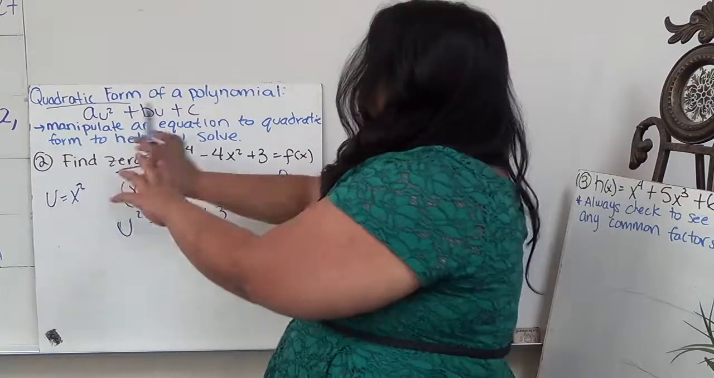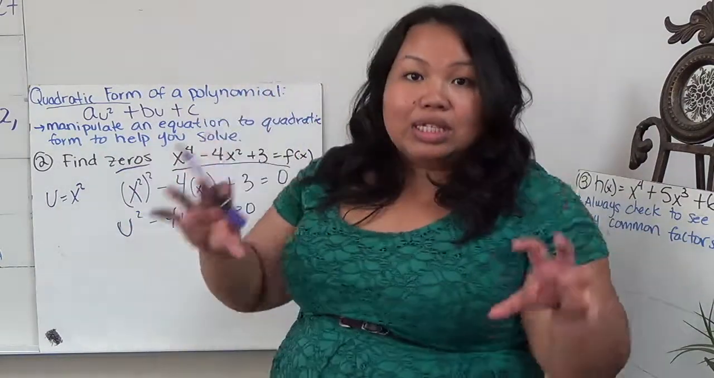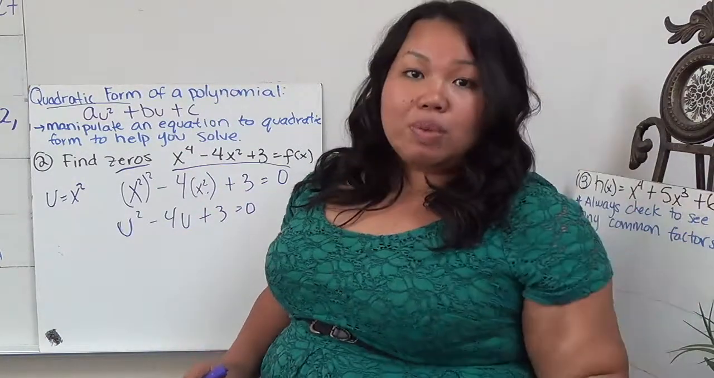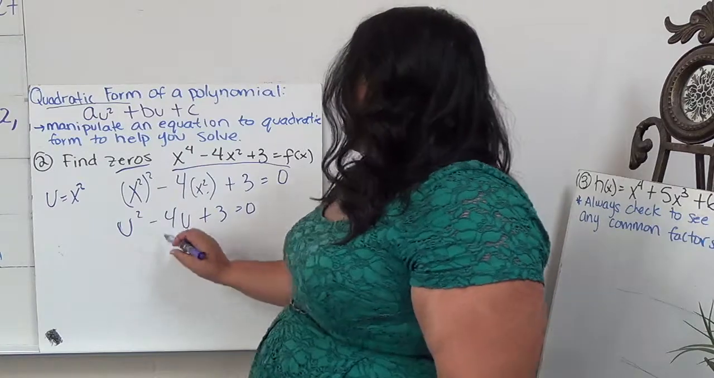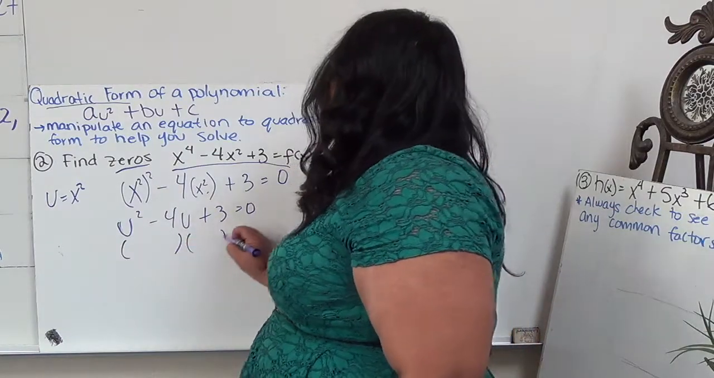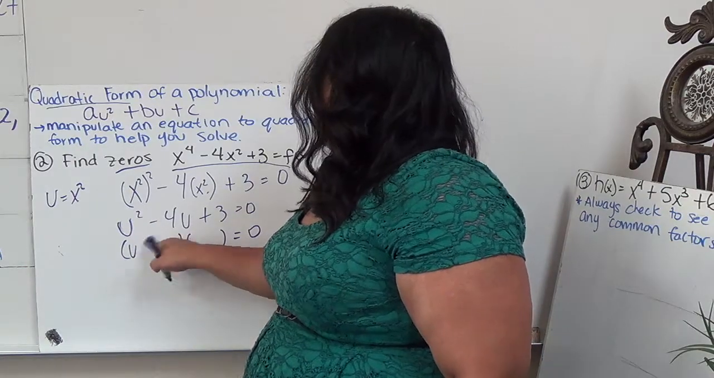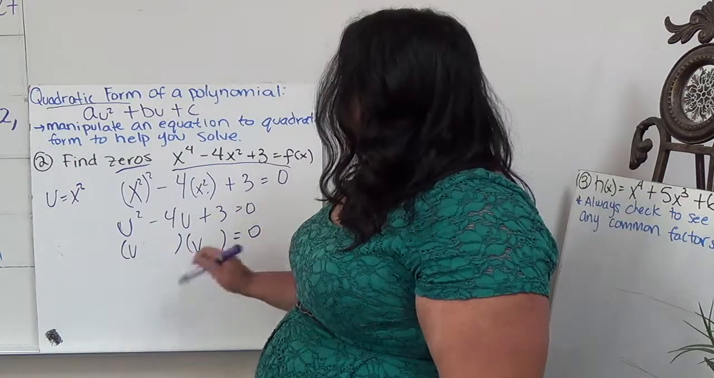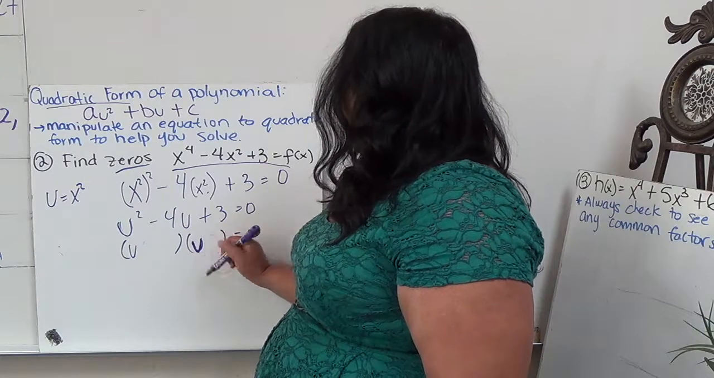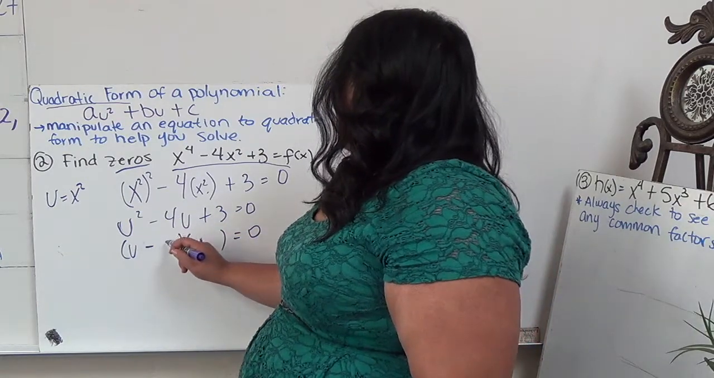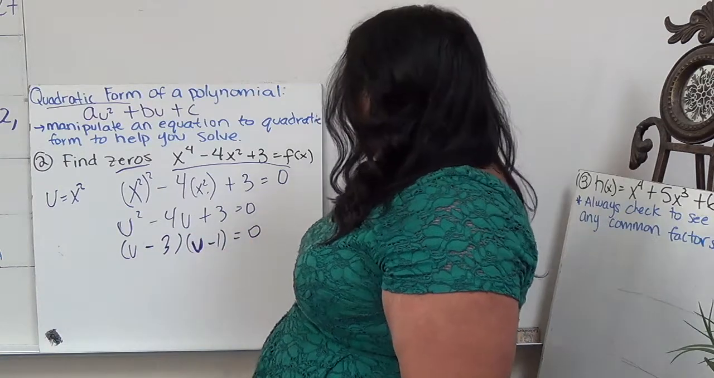Again, we're taking a big problem like this and breaking it down into chunks so that we can use methods we already know. We don't have to learn a whole bunch of new methods. Here it's the same thing we did when we were solving: two numbers that multiply to 3 but add to -4. We would do -3 and -1.